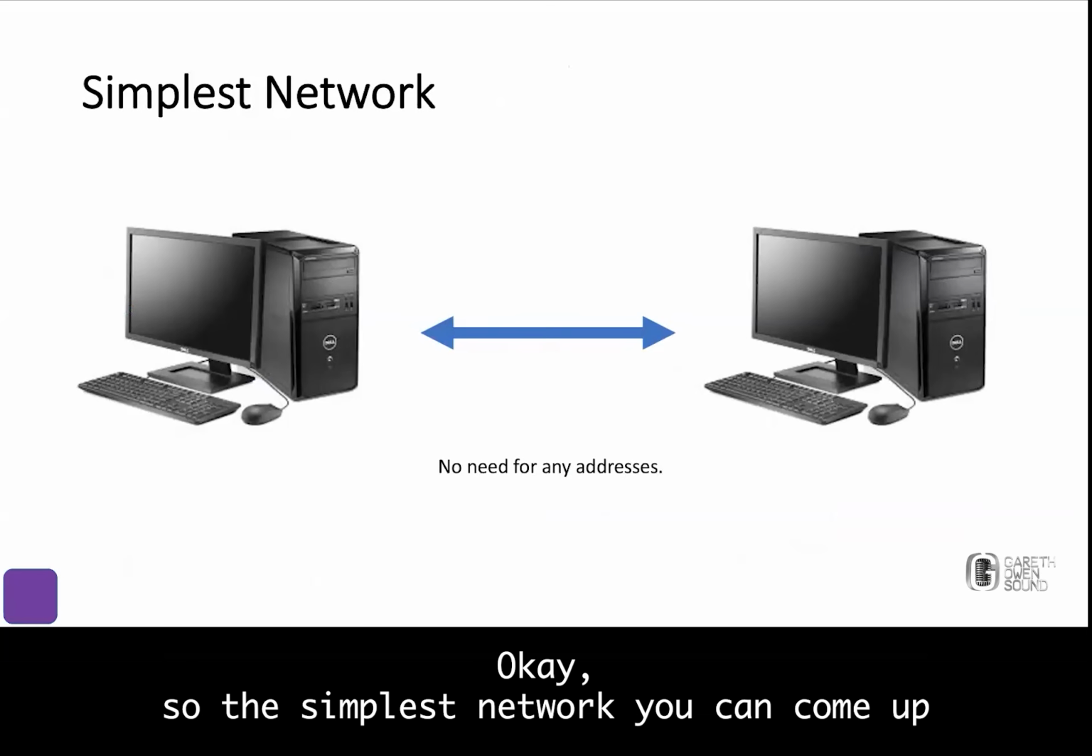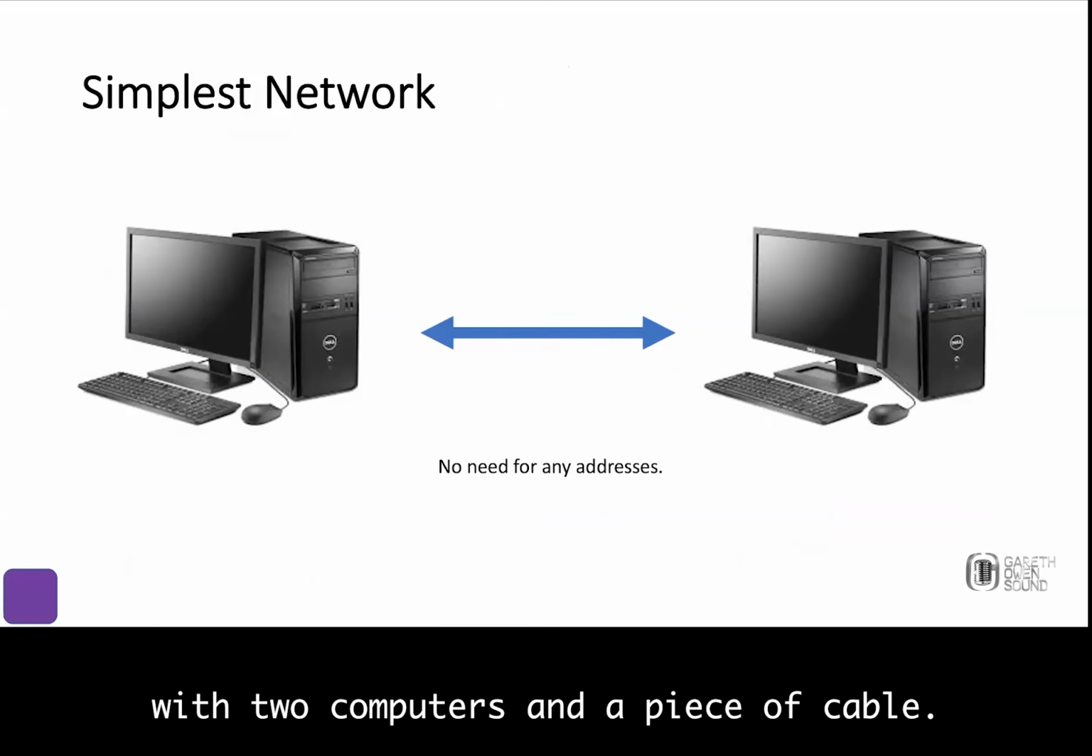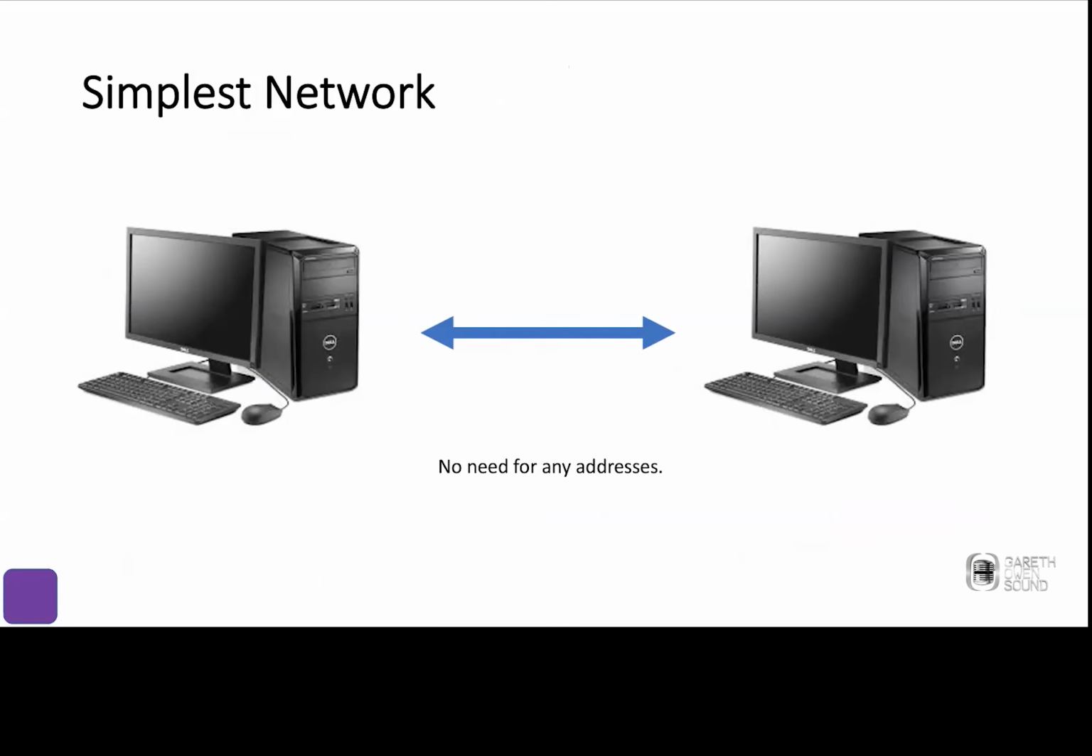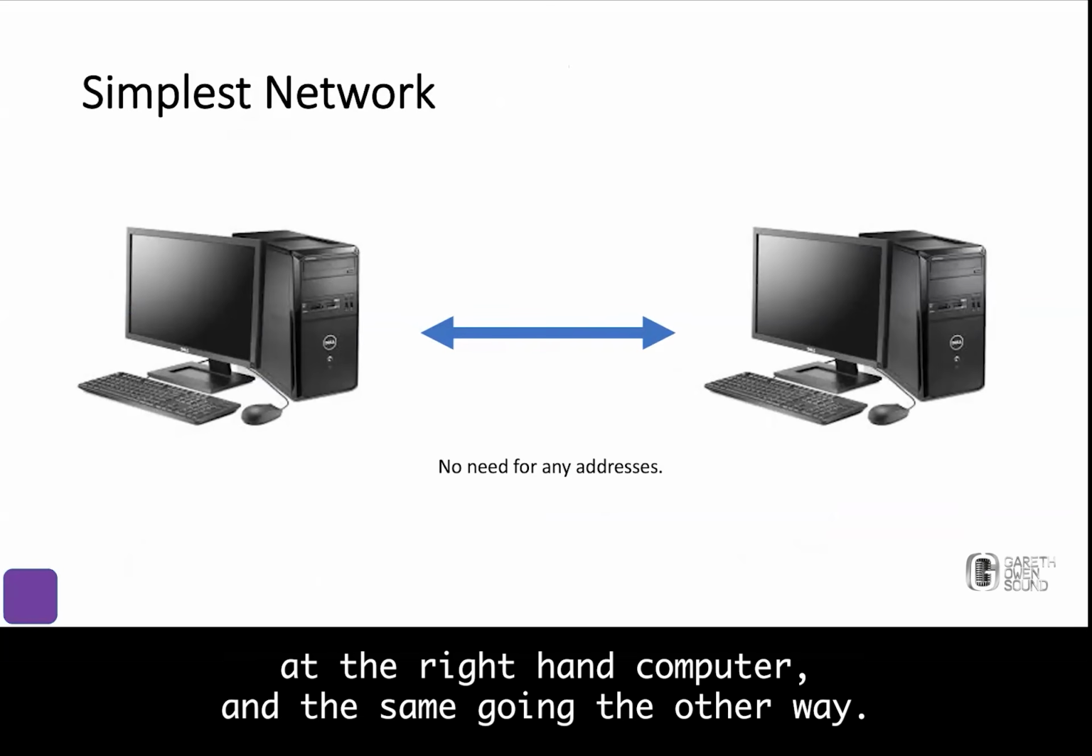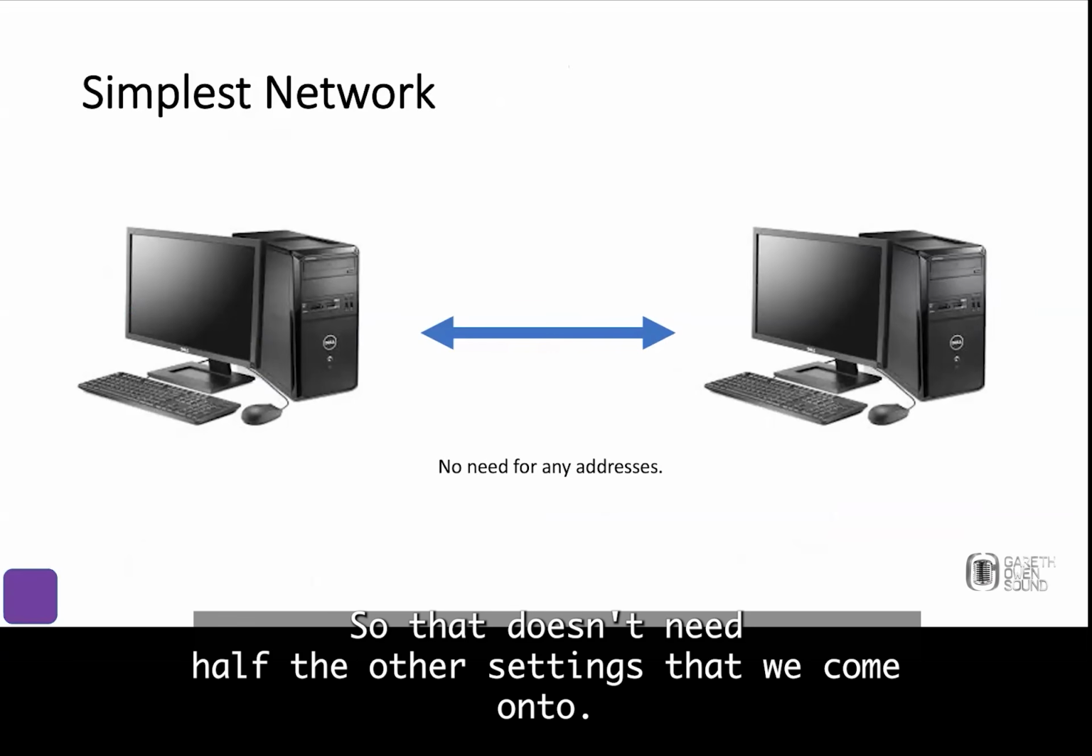Cool. Okay. So the simplest network you can come up with: 2 computers and a piece of cable. At that point, any data that leaves the left-hand computer is going to arrive at the right-hand computer, and the same going the other way. So that doesn't need half the other settings that we come on to.